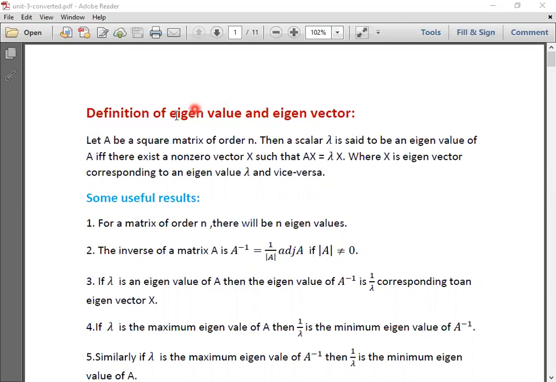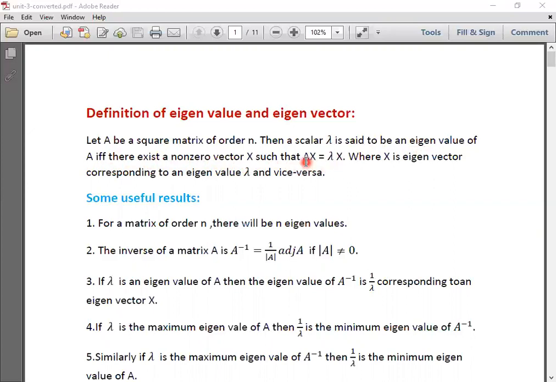The first definition is eigenvalue and eigenvector of a matrix. Let A be a square matrix of order n. Then a scalar lambda is said to be an eigenvalue of A if and only if there exists a non-zero vector x such that Ax equals lambda x.